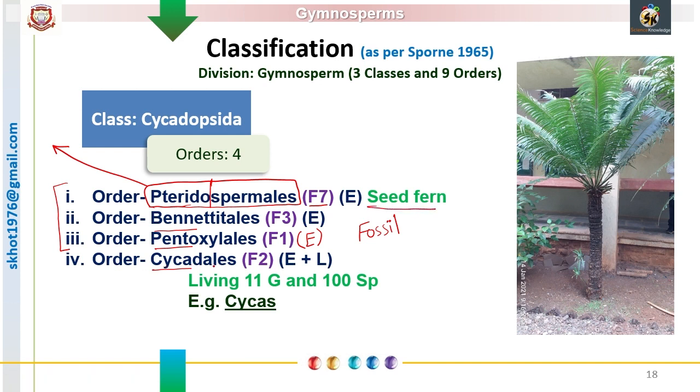The fourth order, that is the order Cycadales, includes both extinct forms as well as living forms. This order is divided into 2 families and it is represented by 11 living genera and about 100 species. The common example of the order Cycadales is Cycas. We can say that Cycas is the representative member for the class Cycadopsida.